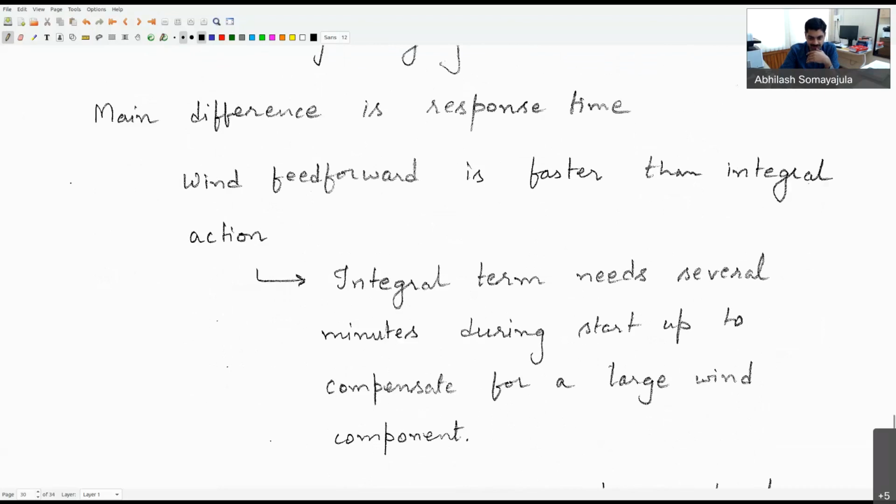And typically when you start up, the integral term takes several minutes to compensate for large wind components. An example of this was yesterday's experiment, where we saw that when you started off, it took a long time for the integrator to slowly start picking up values and slowly increasing the control input which you are providing. So it takes a sufficient amount of time for it to actually stabilize at a particular level. That can be avoided if we have a feed forward mechanism.